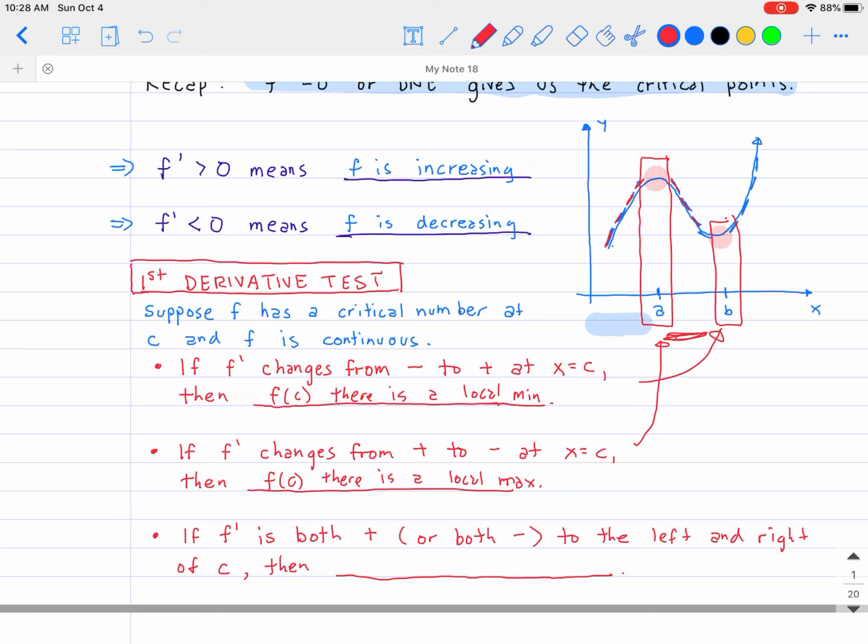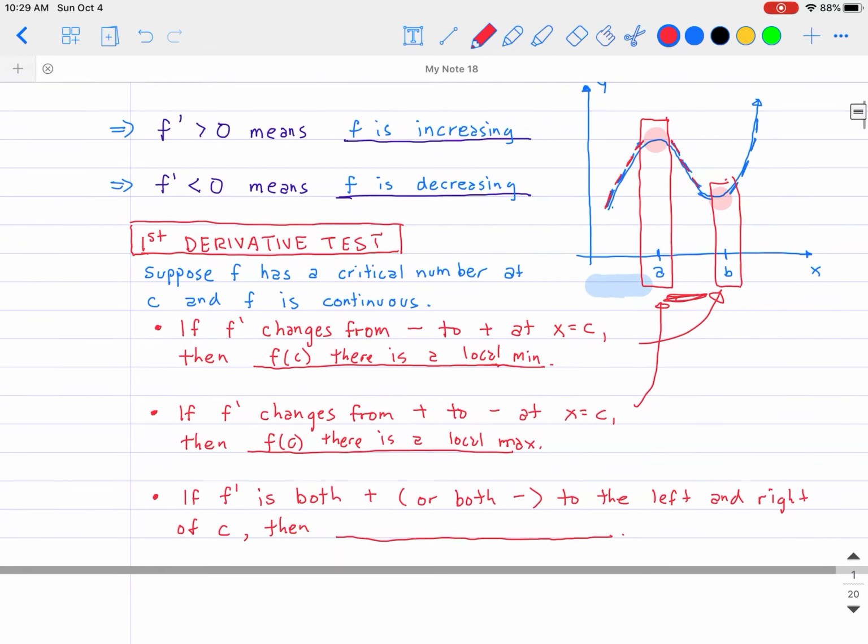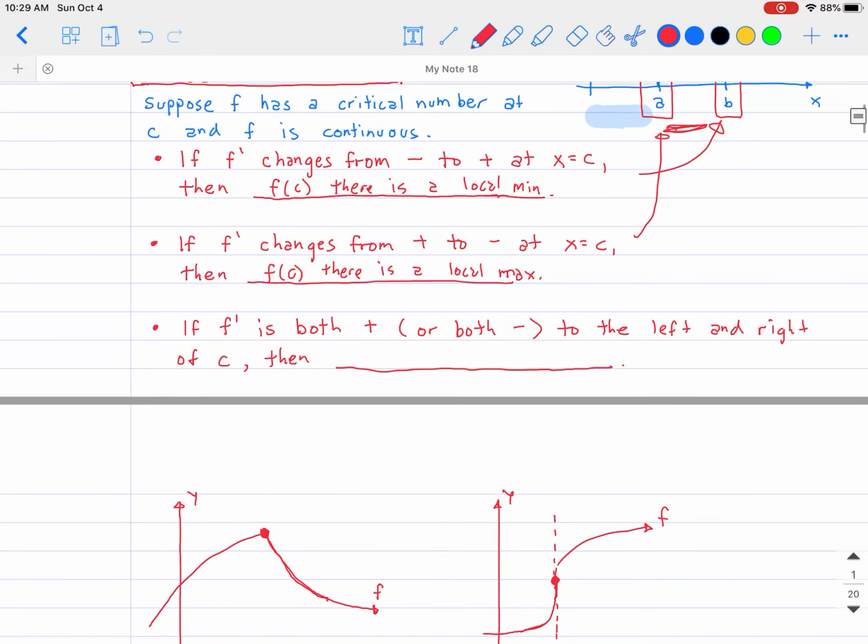Okay. And the final case is, what if you don't change signs? What if you go from positive to 0 to positive, or negative to 0 to negative? Then in that case, there is no conclusion in that situation. Okay. So that means there's no conclusion.